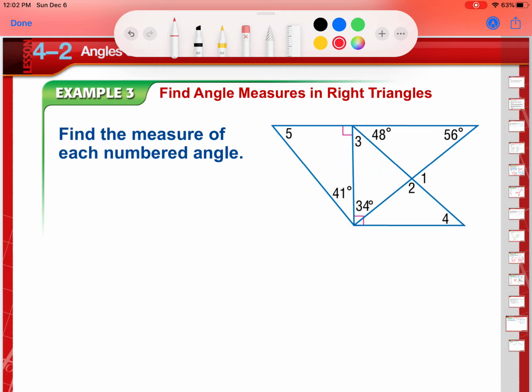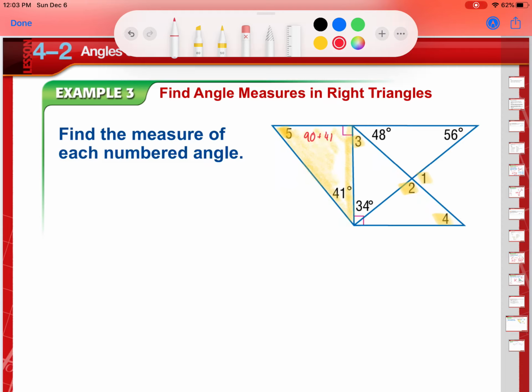Find the measure of each numbered angle. So this one is a hot mess, but that is okay. So what we're going to do is we're going to start. I'm going to highlight every single angle we need. So we need 5, we need 3, we need 2, we need 4, we need 1. Okay. So right away, I see one triangle that we can find right away, and it's this yellow one over here.